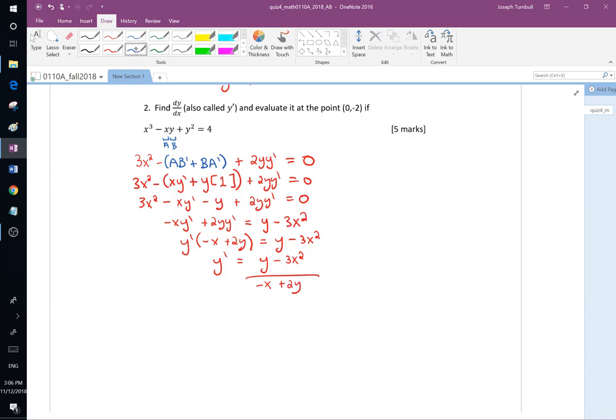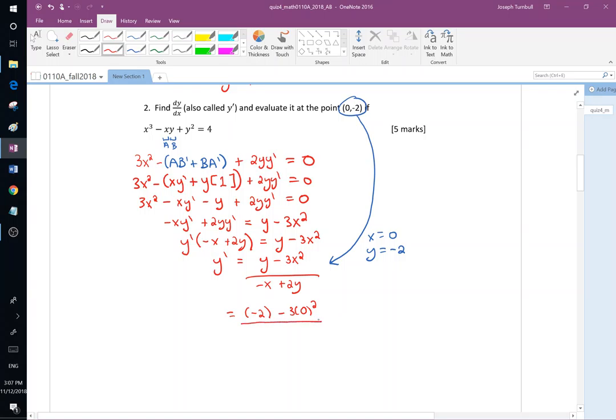Last part is plug in (0, negative 2). That means x is 0, y equals negative 2. So we'll get negative 2 minus 3 times 0 squared divided by negative 0 plus 2 times negative 2. So simplify that: negative 2 minus 0 over negative 4. So that's negative 2 over negative 4, which is positive 1 over 2. The negatives cancel.